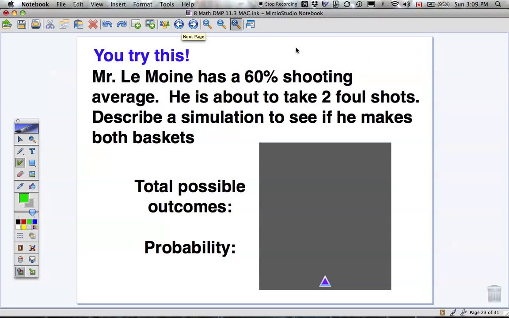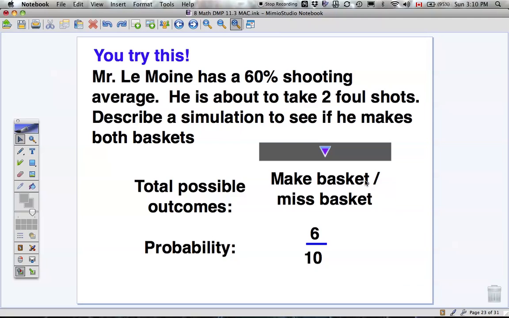So I've got a problem for you guys to try. Mr. Lemoyne has a 60% shooting average. He's about to take 2 foul shots. Describe a simulation to see if he makes both baskets. And key words here, at least, every, both, those are the key words. So the first step, you can pause it. You have to figure out what are the total possible outcomes about the basket and then the probability. So pause it and I'll reveal.